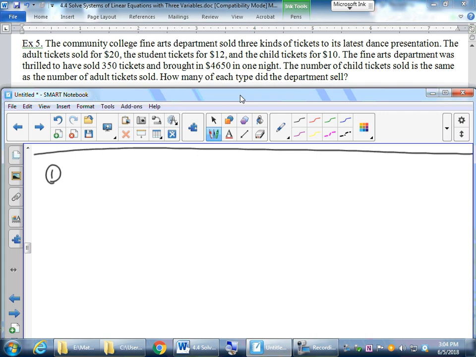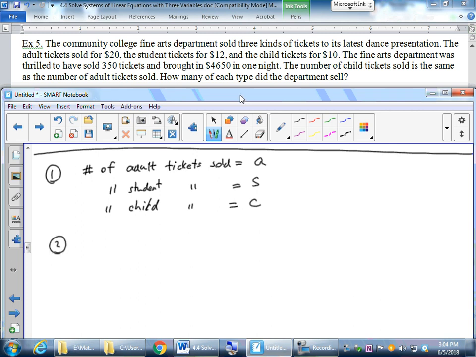So in this case, what we don't know is the number of adult tickets sold, the number of student tickets sold, and the number of child tickets sold. So I can say that A, S, C. Now, like before, because we're using three variables, we have to set up three equations.